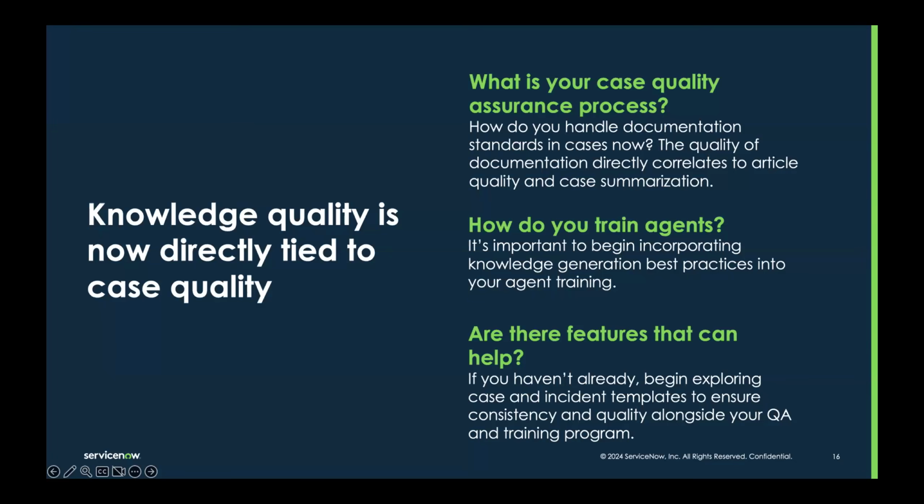That way you don't have to worry that you've made this purchase for Now Assist and you're not getting quality articles because of your case quality and documentation, and you're having to bump up both at the same time. So it's a really good time to start thinking about your documentation on your tasks for incidents, cases, and HR cases. It's also a good time to start training agents on documentation quality and how they can better document within these tasks. That way you can get set up, and then also look into some features that can help.